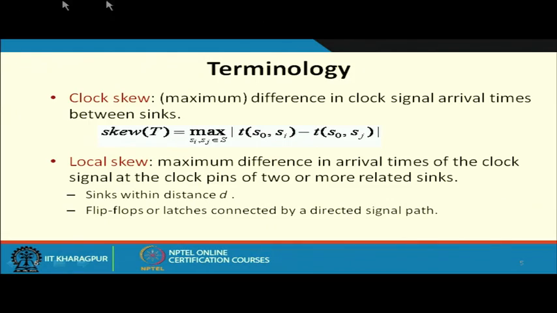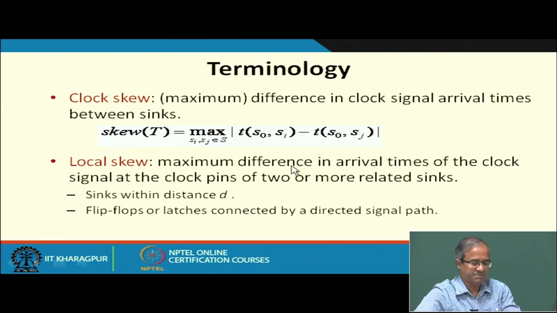So, local skew we define like this. This is the maximum difference in the clock arrival time, locally at the clock pins of a set of related sinks. Related sinks means the storage cells which are somehow connected among themselves. So, typically local skew corresponds to the sinks which are within some limited distance. They often refer to, as I said, storage elements that are connected by a directed signal path. What is a directed signal path? The output of a flip flop is going to the input of a flip flop via some combinational circuit, that is referred to as a directed signal path, right. So, this is local skew.